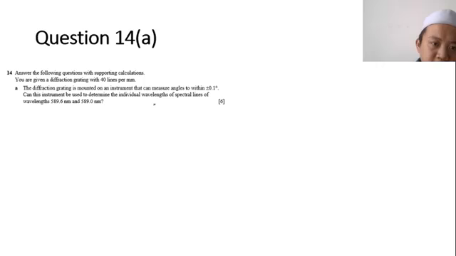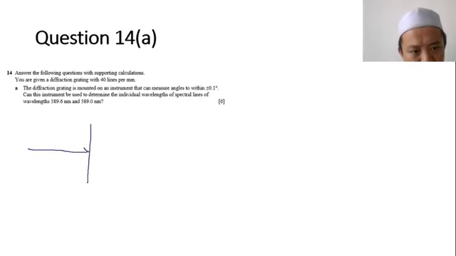It is mounted in an instrument. Can this instrument be used to determine the individual wavelengths of spectral lines of wavelengths 589.6 and 589.0 nanometers? Determining the individual wavelengths of spectral lines. So maksud dia apa di sini? Kita ada satu source light.